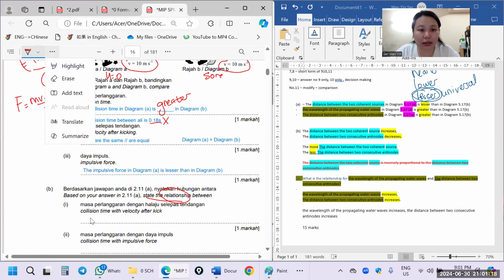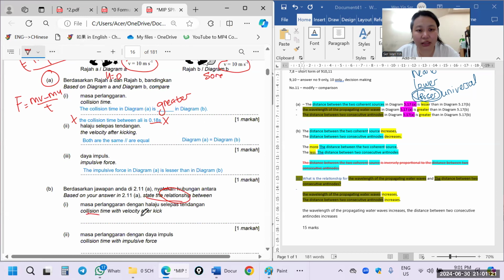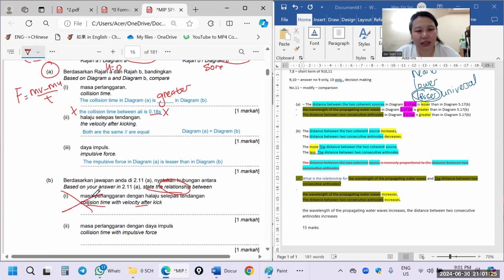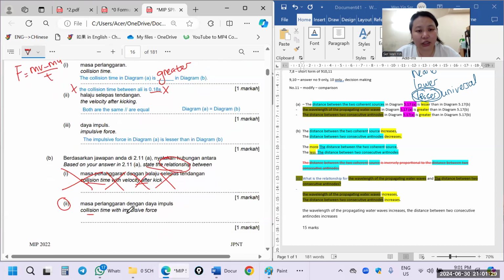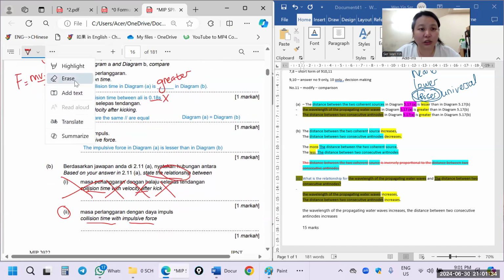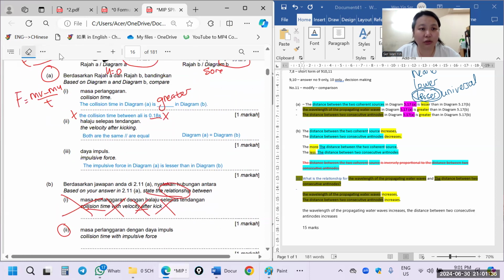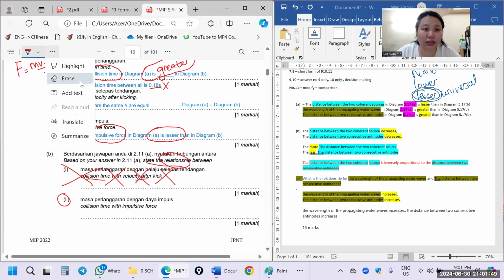So how to make the collision time with the velocity of the kid? This one we cancel. Sorry, this one we cancel. Now we look at this. Collision time with impulsive force. Okay? Then we look at this, A is greater, A is lesser. So yes, we can get a conclusion.